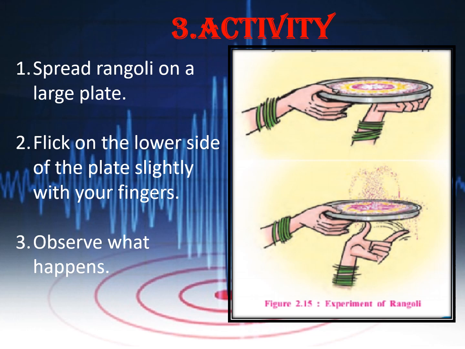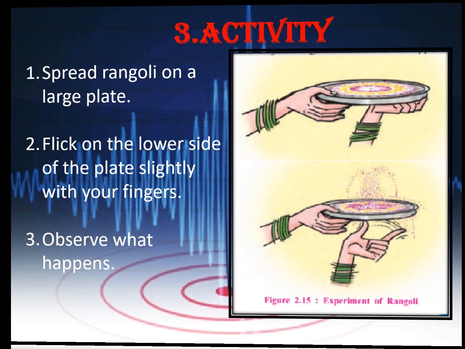We observe that when we flick on the lower side of the plate slightly with our fingers, the powder on the plate flies up along the circumference of the dish, which is similar to the surface waves or L waves.